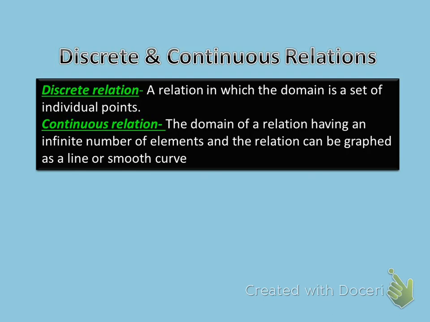Now, continuous is something that we had been working with. A continuous relation is when the domain, the x's, have an infinite number of elements. Infinite means what? It goes on and on and on. Infinite means it goes on forever and ever. So that means there's an infinite number of x's.